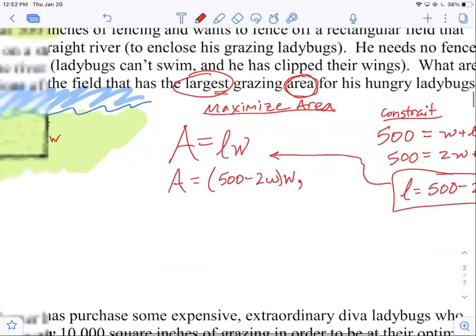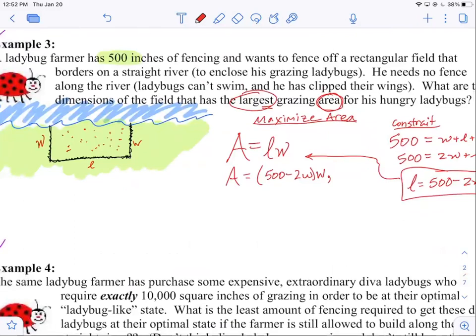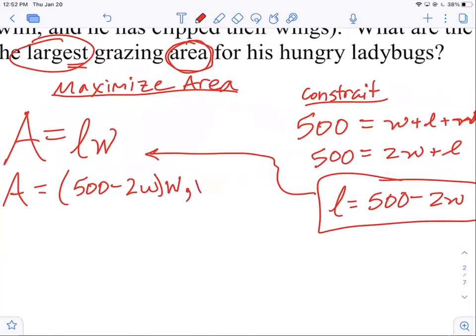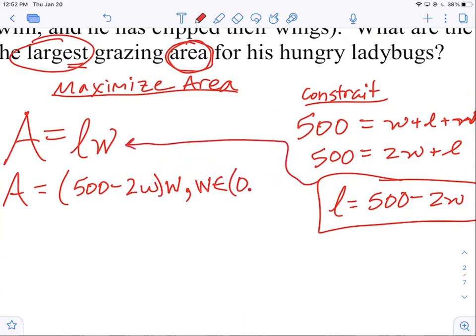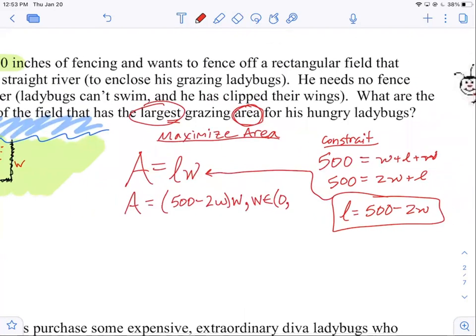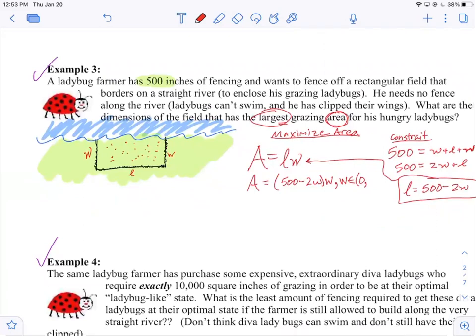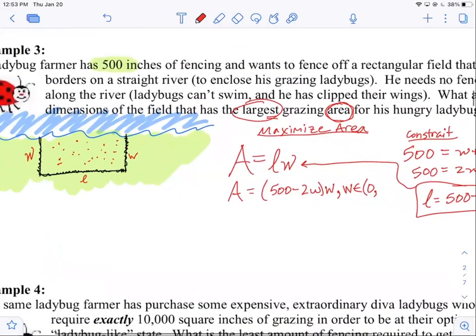So what values can W take on? Well, what's the smallest W can be? Or another, what's the lower bound? 0. There you go. Now, instead of doing it as an inequality like I did last time, you could do it as an interval. Now, can W actually be 0? No, because when W is 0, all he's doing is rolling out the fence completely along the shoreline, and that doesn't enclose anything, okay? Yeah. What's the largest W can be?